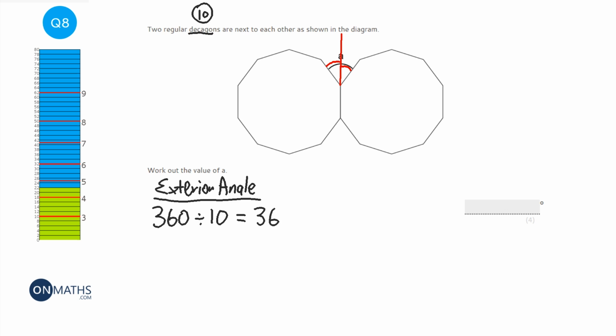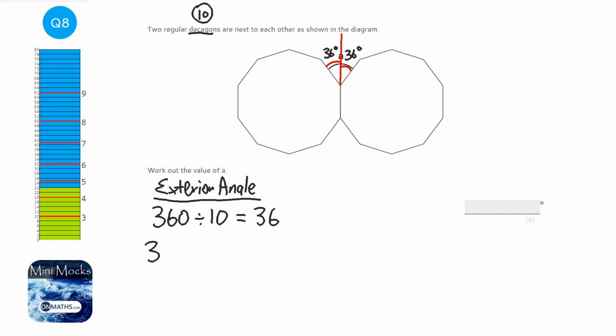So that's 36. So if that one's 36 degrees there, and that one's 36 degrees there, then all you need to do is 36 times 2. Well, 6 times 2 is 12, 30 times 2 is 60, so that's going to be 72. So let's show the examiner that. 36 times 2 equals 72 degrees.